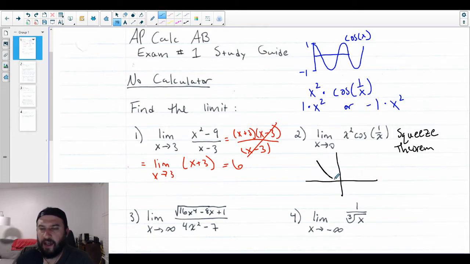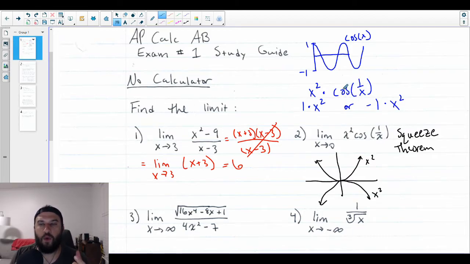If you have x squared, here's x squared, we know the shape of that. Negative x squared, just flip it upside down. Because cosine is bouncing back and forth between 1 and negative 1, we're multiplying that by x squared. What that means is we're going to be bounded by these two functions. And since both functions approach 0 as x approaches 0, that means that this limit is actually 0. So, kind of interesting. Again, don't worry about it too much.